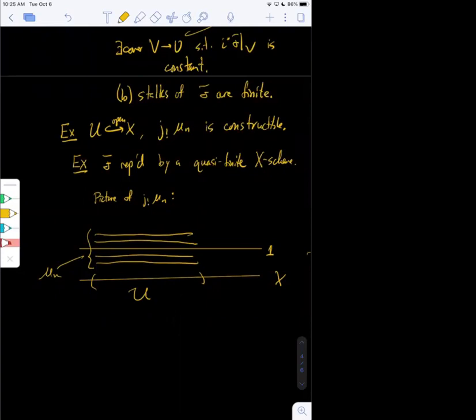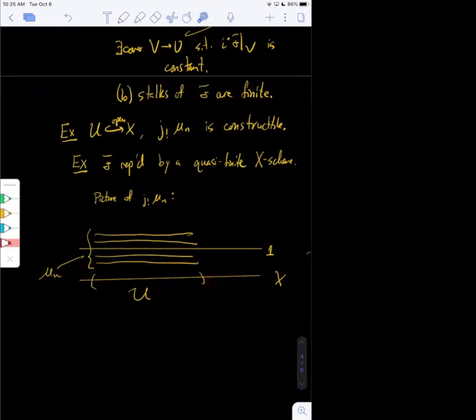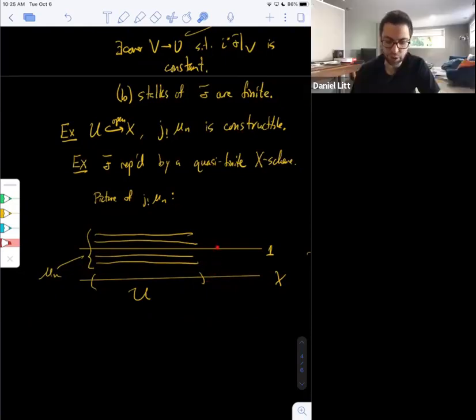And so a section over some open would sort of have to extend into some part beyond U, and that's why, for instance, there's no section over U over X. Right? So if you have an open which is not contained in U, like over here, for example, it has to land in 1, right?